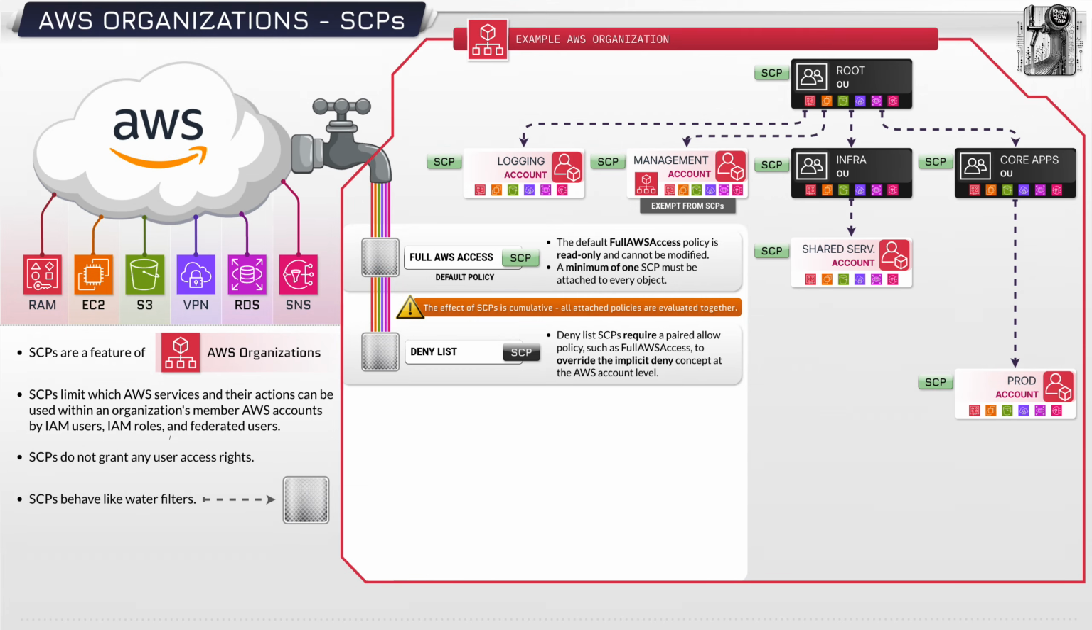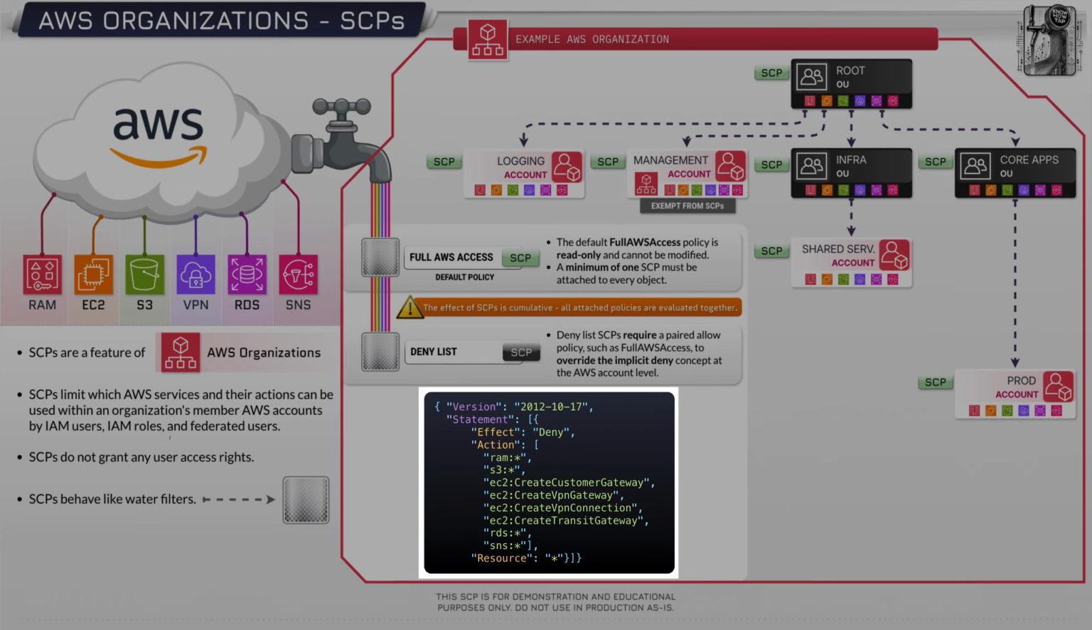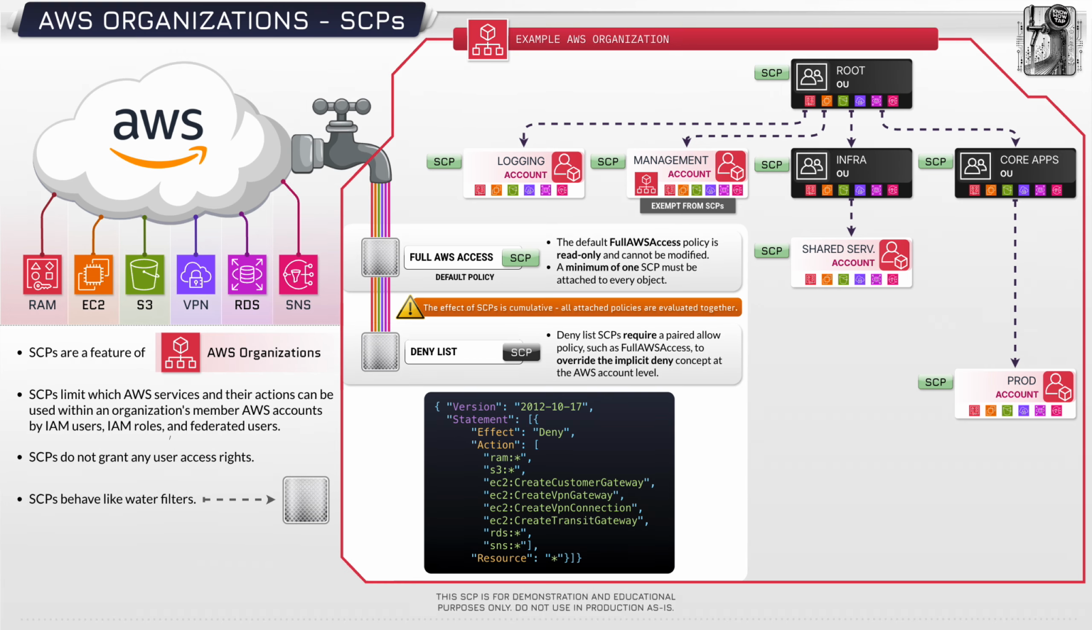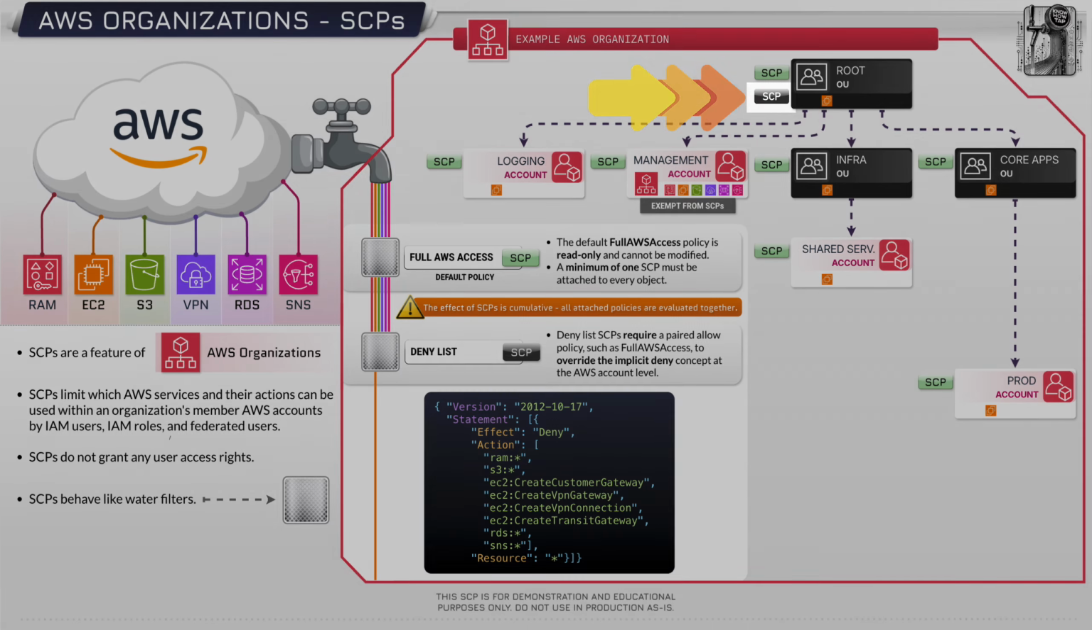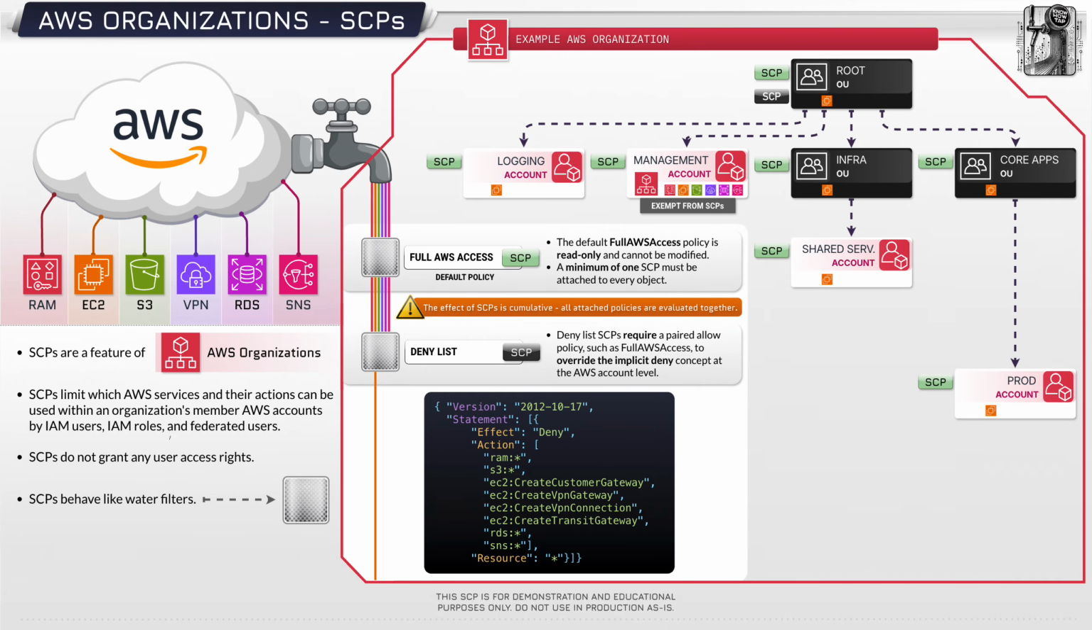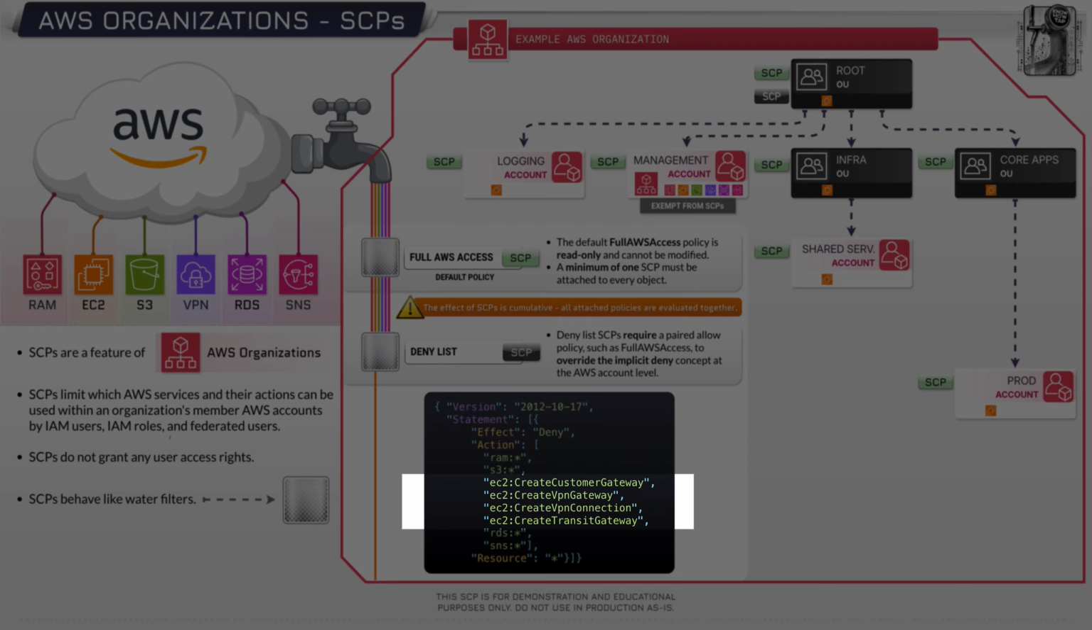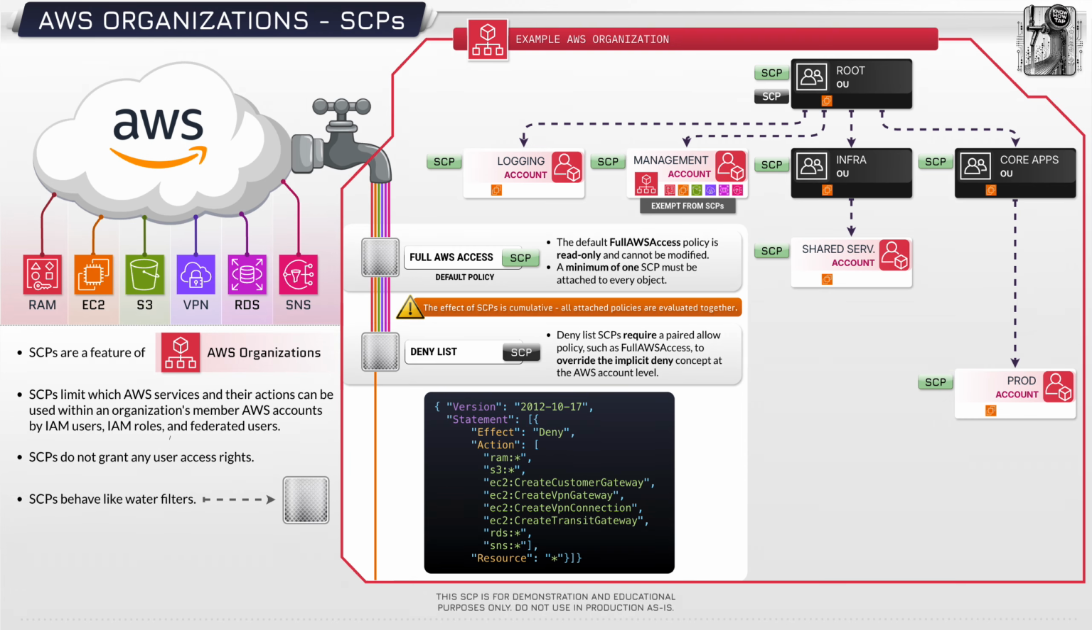Hopefully that made sense. Let's try another example. This time we're going to apply the following SCP at the root. Go ahead and pause the video and try to guess what you think will actually happen. Are you surprised by the result? Hopefully you remember that the management account is immune to all SCPs. When we apply this very restrictive SCP at the root, all other OUs and AWS accounts became limited to only using the EC2 service. Note that we only blocked a few specific actions, not the entire EC2 service.